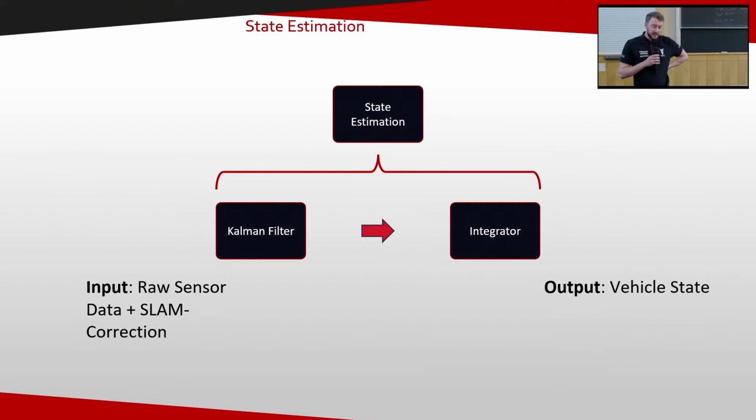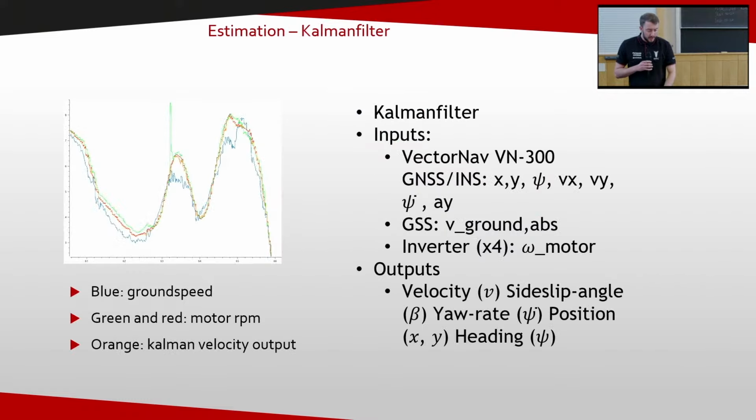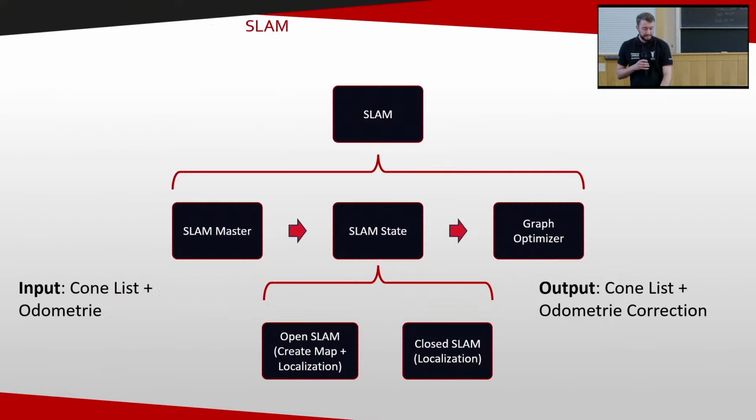Then our state estimation is there to compute the internal state out of the sensors, which we then need later for the control and the SLAM part. Therefore, we are using a simple Kalman filter. As I said, input of this is the single sensor inputs, and output is the velocity of the vehicle, which we can then later use.